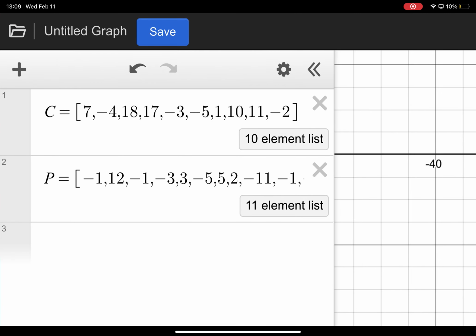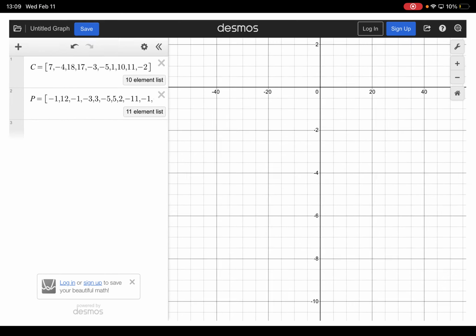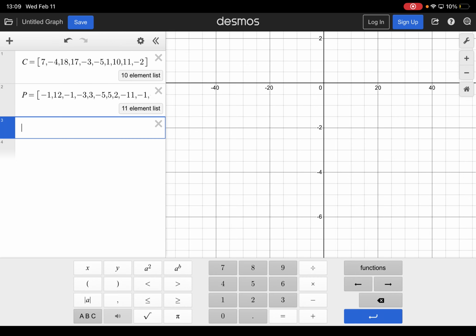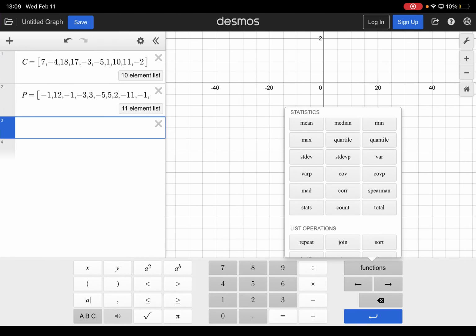Remember, it doesn't need to be perfect. Rough sketch. Just make sure that you have labels.